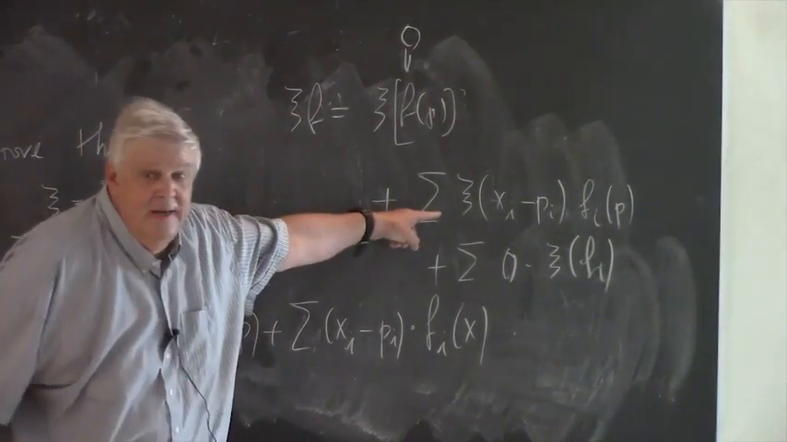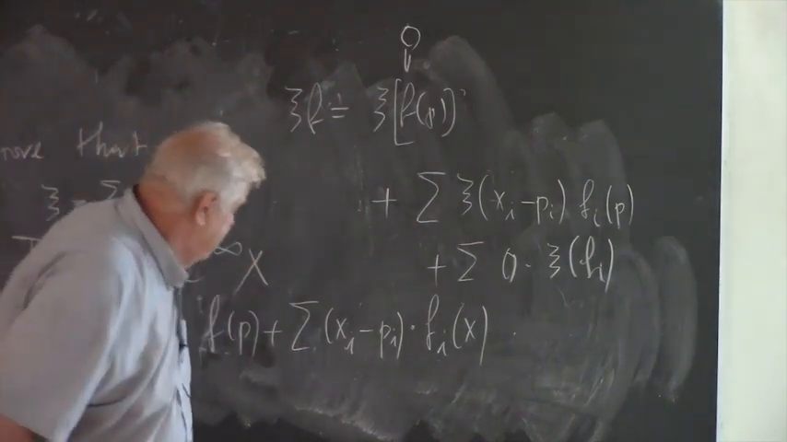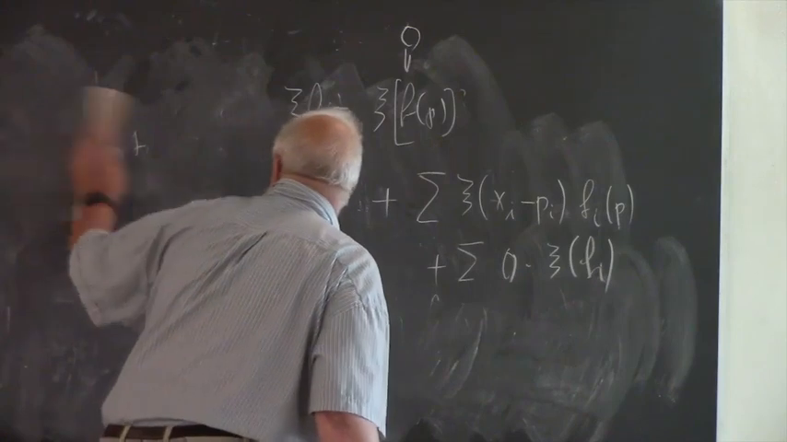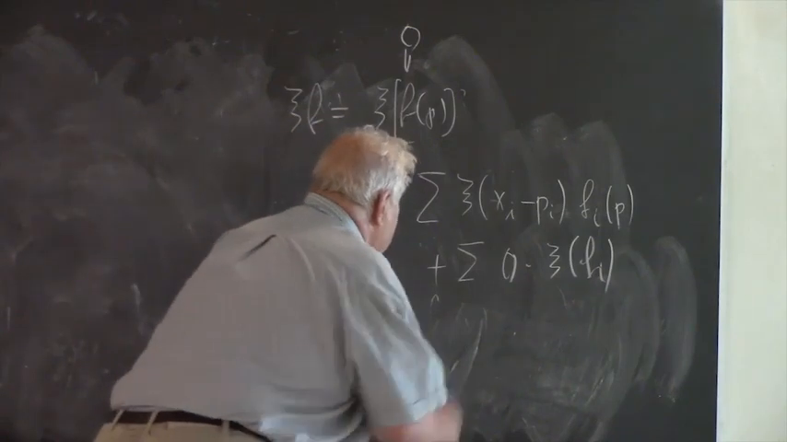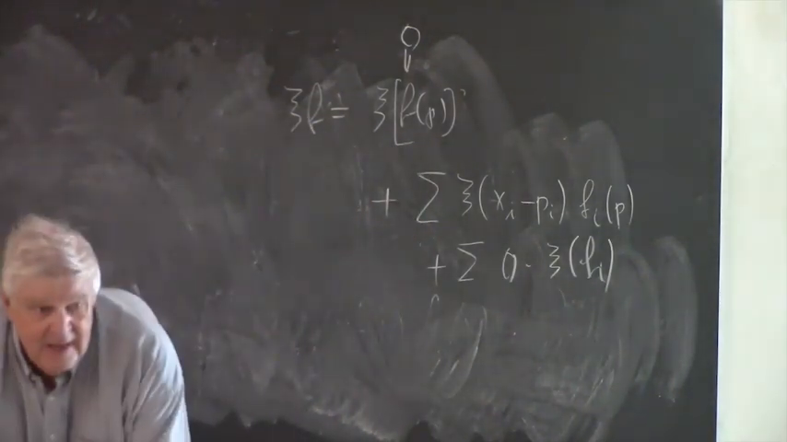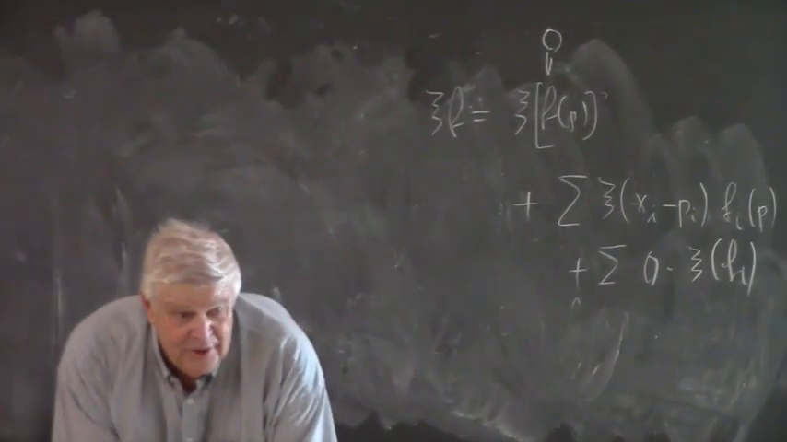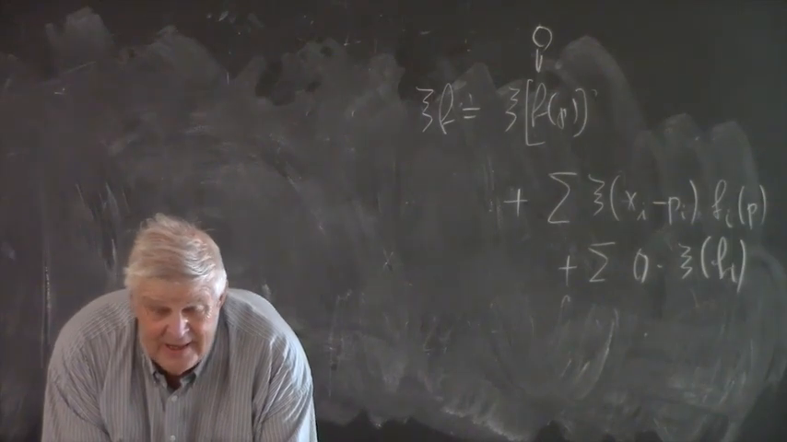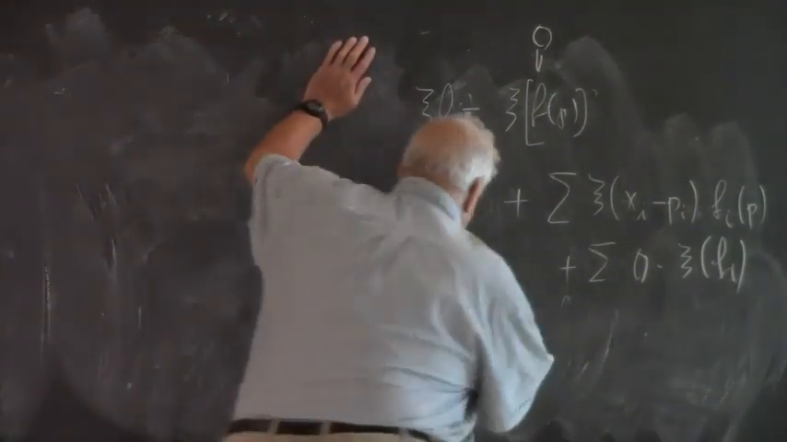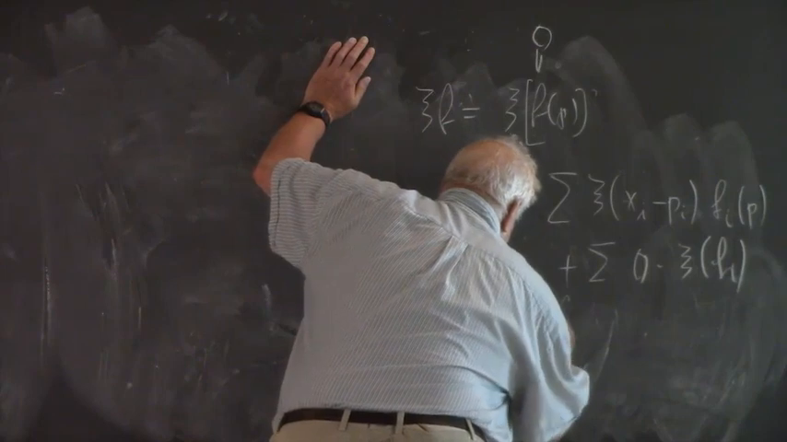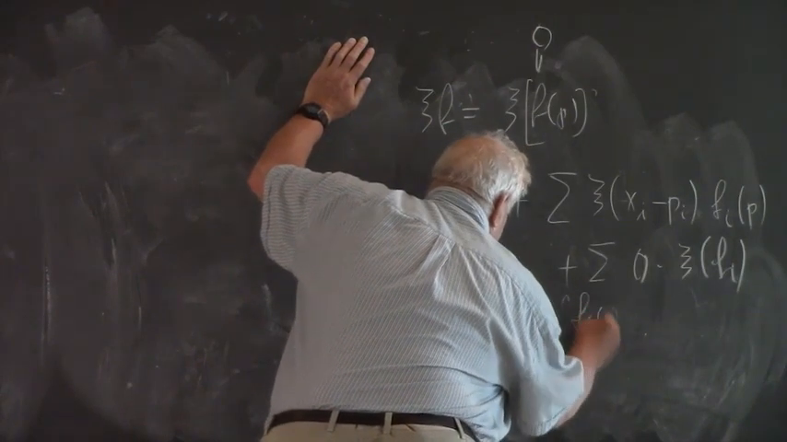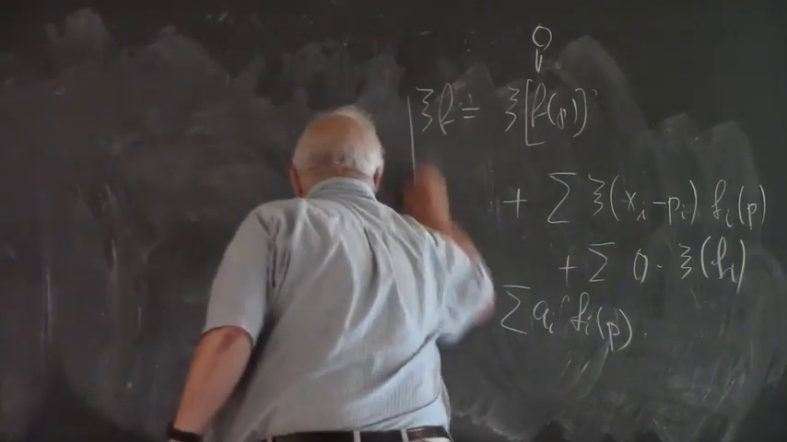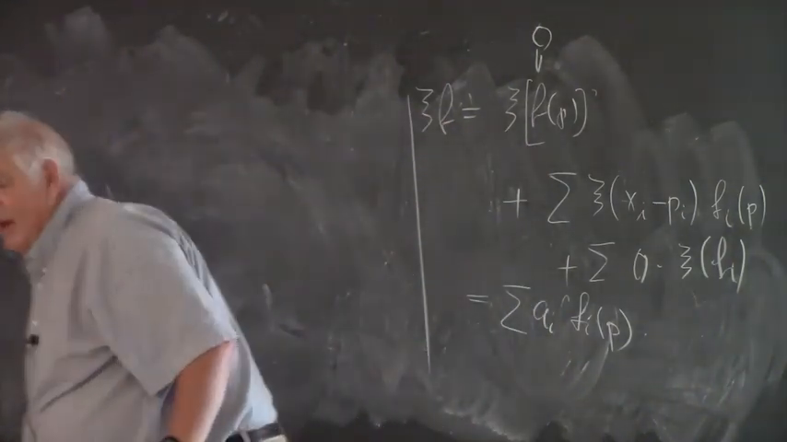What about this? This is certainly C of xi is ai. This was our definition. C of pi is 0 because pi is also a constant, right? So the whole thing is the sum of ai times fi of p. This was the computation number 1.